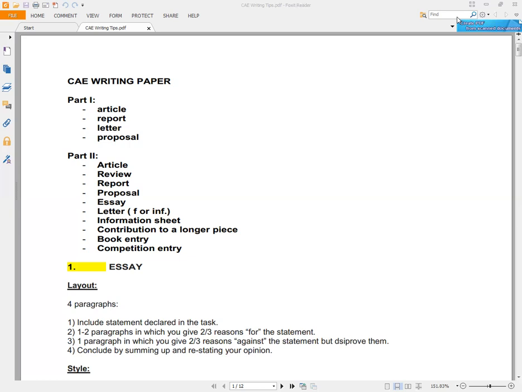Good writing skills enable you to communicate your message clearly and effectively, ensuring that the intended meaning is understood by the reader. In our writing session, inshallah, we will go through two parts. Part one, how to write an article, how to write a report, how to write a letter, and how to write a proposal. In part two, you'll know how to write an article, review, report, proposal, essay, letter, information sheet, contribution to a longer piece, book entry, and competition entry, and so on.